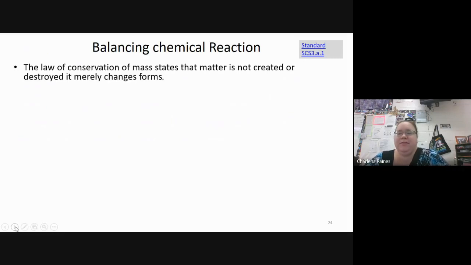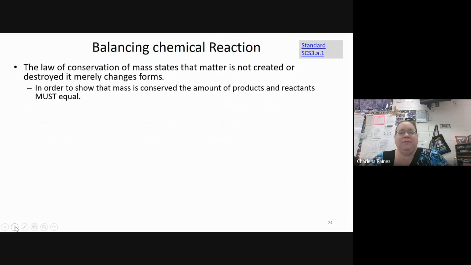Basically, the law of conservation of matter says that matter cannot be created or destroyed. It only changes forms. So the amount of stuff that I start with has to equal the same amount of stuff that I end up with. It's just in a different arrangement.